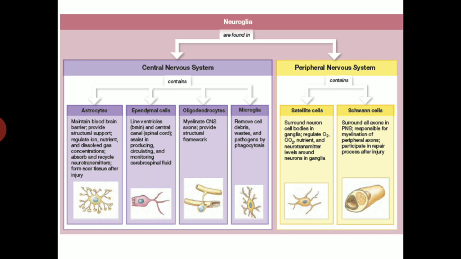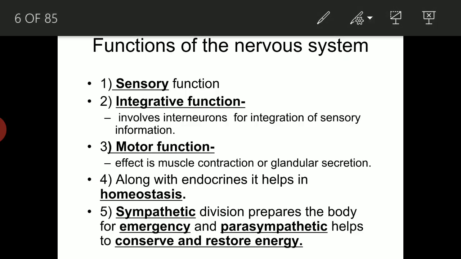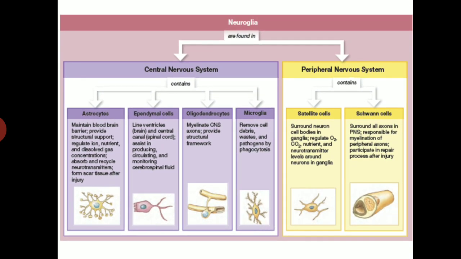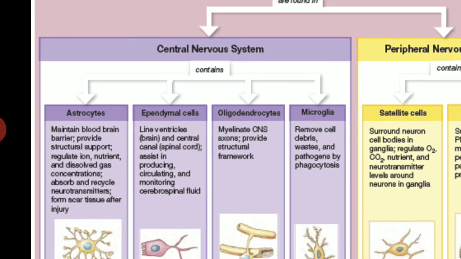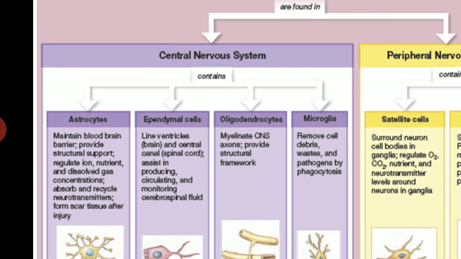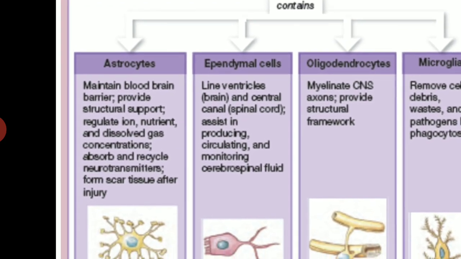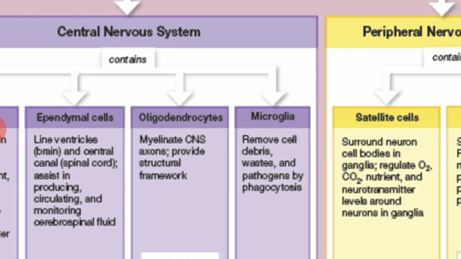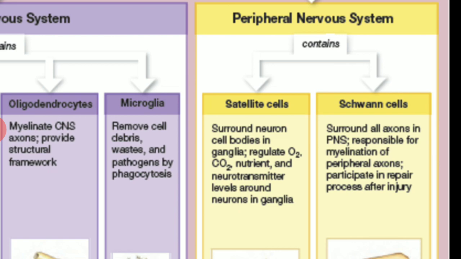Now neuroglia, they are basically supporting cells in the nervous system. They are found in central nervous system as well as in peripheral nervous system. In central nervous system, there are four types of neuroglial cell: astrocytes, ependymal cell, oligodendrocytes, and microglia. And in peripheral nervous system, there are two types of cell: satellite cells and Schwann cell.